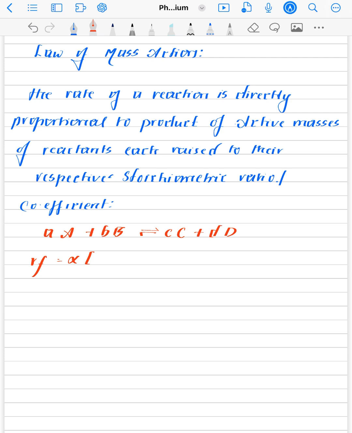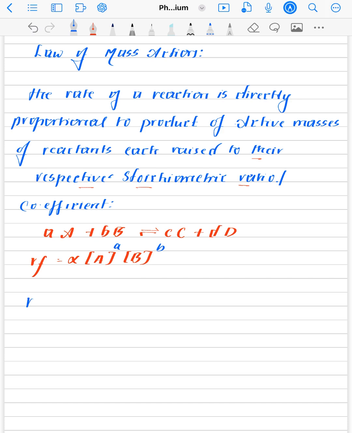So for the forward reaction, the reactants are A and B. So let's say that is the reactant A, and let me say that is a reactant B. But it also says that each of these reactants are raised to their respective stoichiometric ratios or coefficients. So let's say that we have an A here and we have a B here, right?